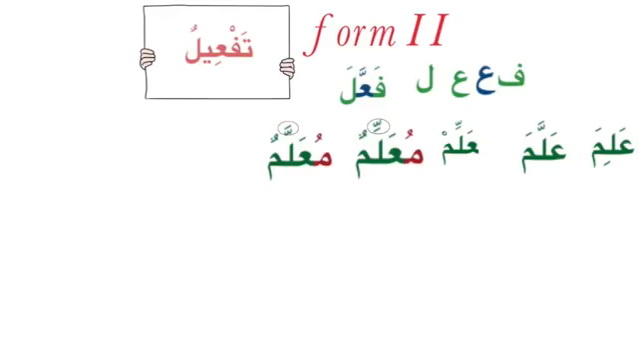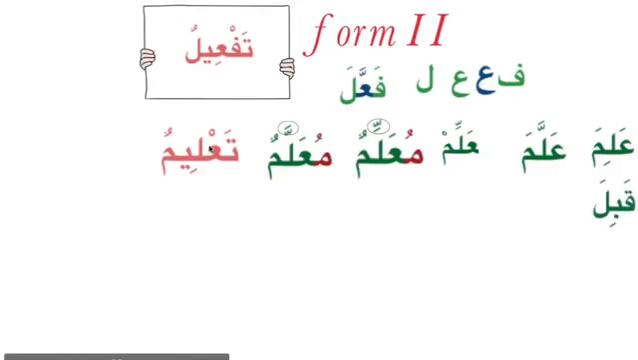And what is the masdar of this form? The masdar is on the pattern of tafa'ilun. So for allama, it will be ta'alimun. We say ta'alim, ta'alimul Islam. Ta'alim, that means teaching, is the masdar from form 2, fa'ala, whose root letters are ayn, lam, and meem. Ta'alimun is taf'ilun, and the form is form 2, allama.